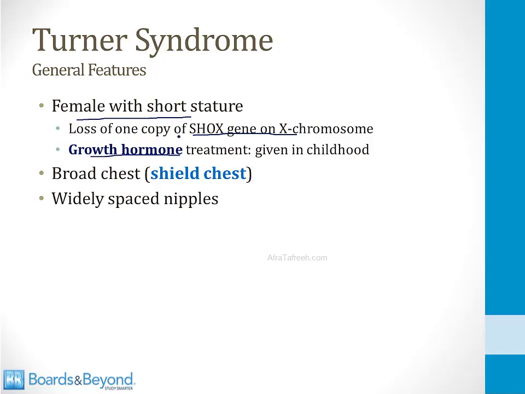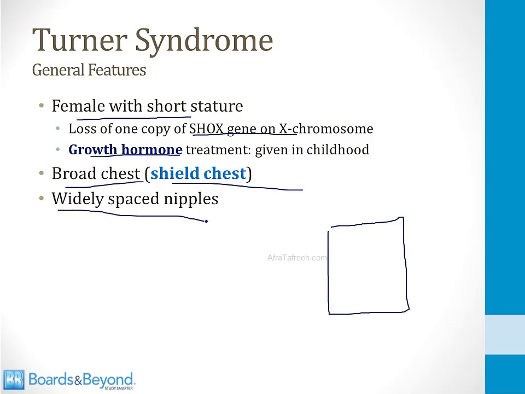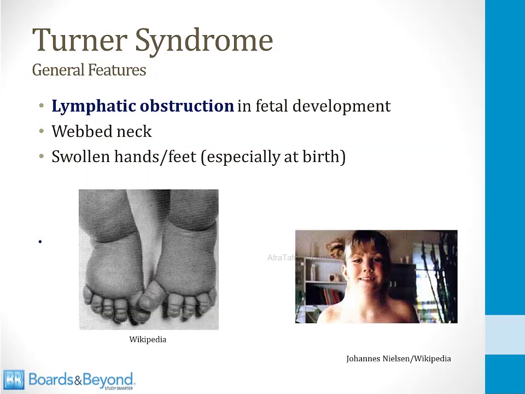Other classic features of Turner syndrome include a broad chest. This is sometimes described as a shield chest because the chest looks sort of square like a shield would in medieval times. And in addition, they often have widely spaced nipples, so they'll have the shield chest with the nipples very far apart on the chest. There are a couple of features of Turner syndrome that are believed to result from lymphatic obstruction that occurs during fetal development.